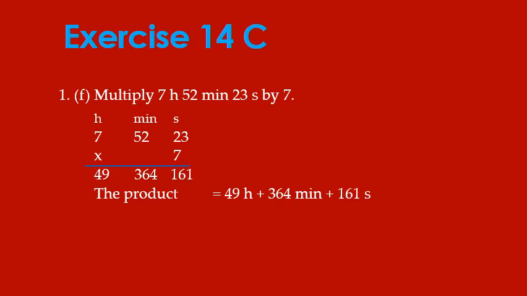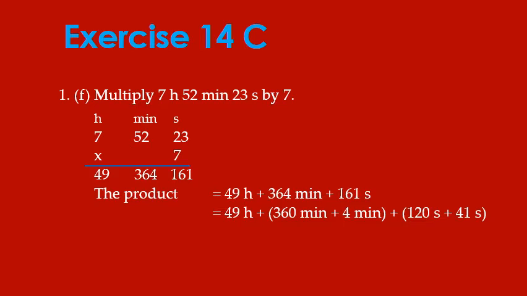So children, now here 364 minutes is more than 60 minutes and 161 seconds is more than 60 seconds. So either we can do the regrouping, or we can also divide 364 minutes by 60, and we can divide 161 seconds by 60. Here I am doing the regrouping. So what will I do? Let us see.